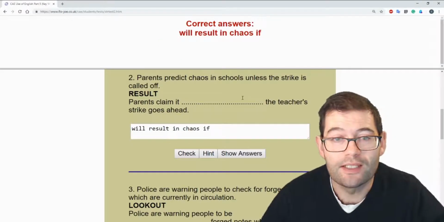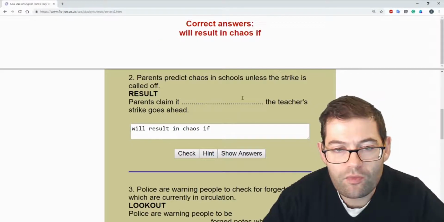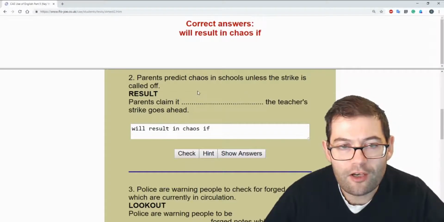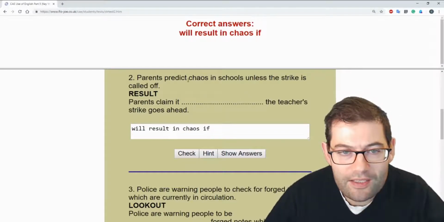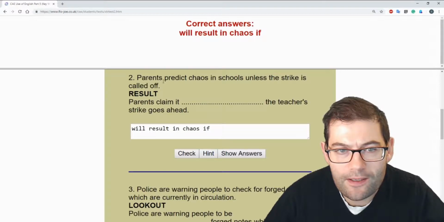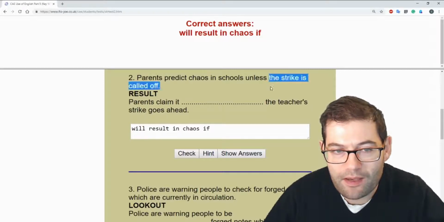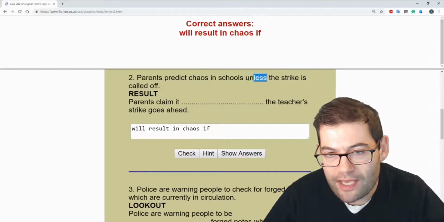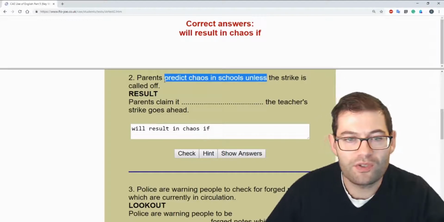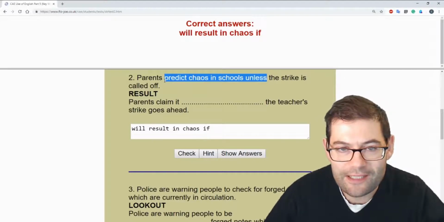Let's see our answer, and that's exactly it. So this was actually quite tricky. I might have got it wrong in my explanation at the beginning. So we didn't have to worry about parents. And then we've got this bit about the strike is called off. So the bit that we actually had to work with was predict chaos in schools unless.